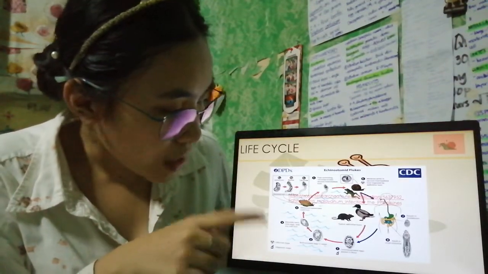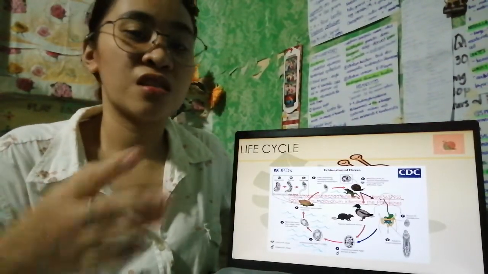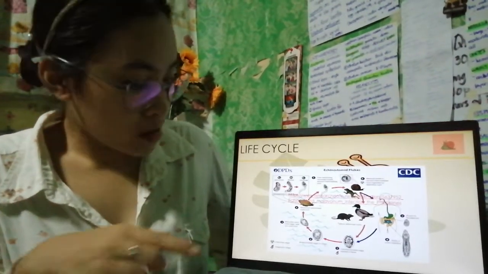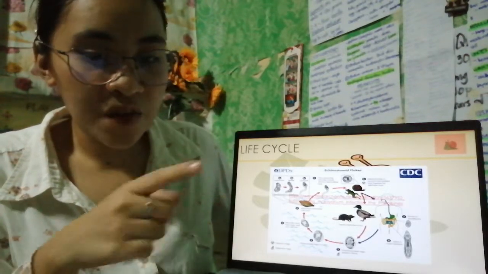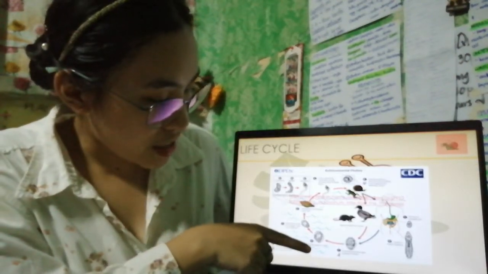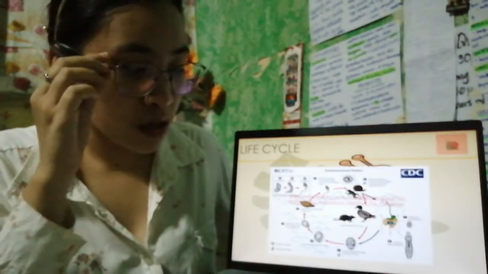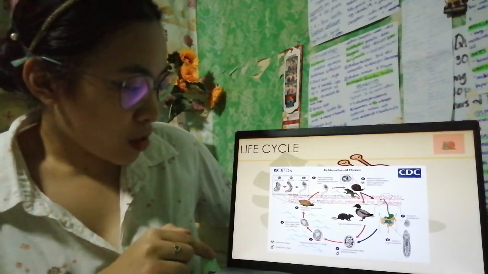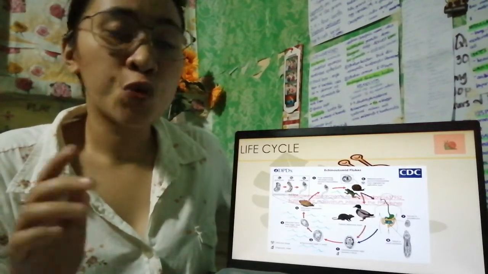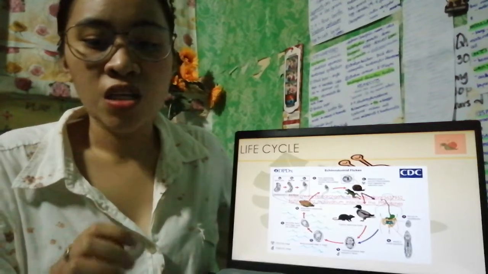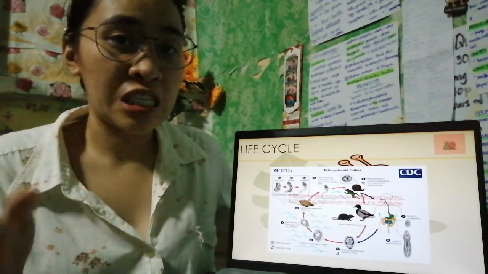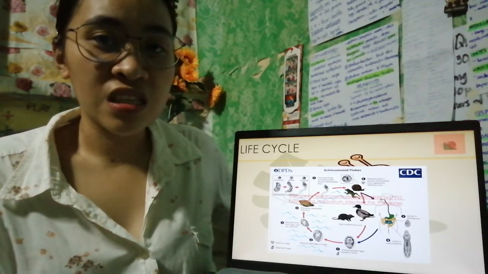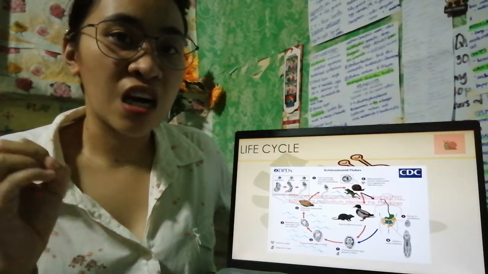unembryonated eggs pass in the feces of the infected definitive host. Then they develop in water, so there are embryonated eggs in water. Number 3, the enclosed miracidia usually take about 3 weeks to mature before hatching. So you wait 3 weeks for the miracidia to mature, and after that they hatch.